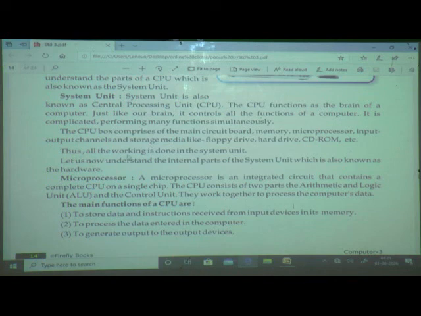Thus, all this working is done in the system unit. Let us understand the internal parts of the system unit. What is inside the system unit? First, as we have studied just now, is the microprocessor.